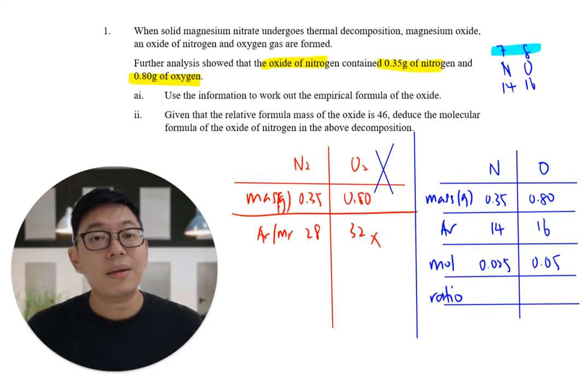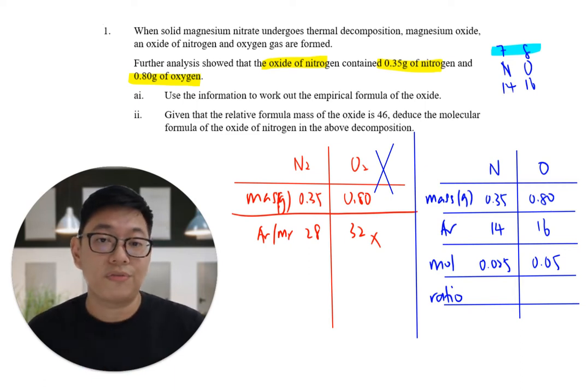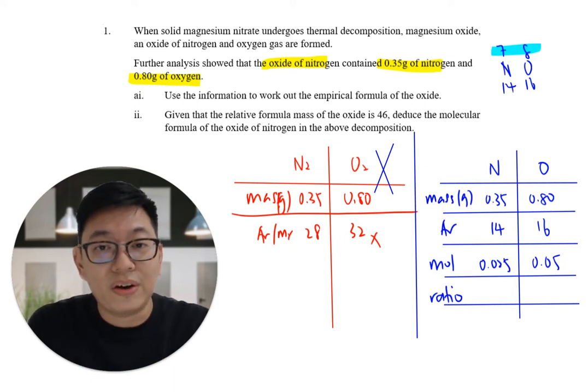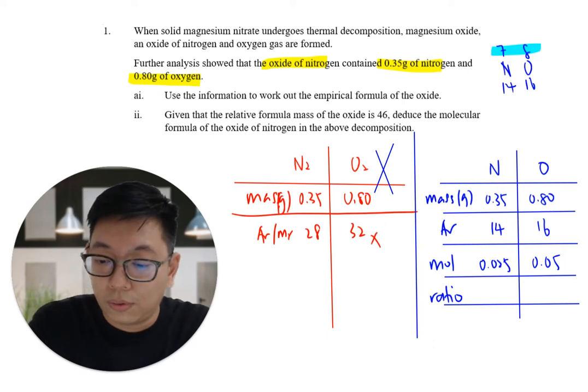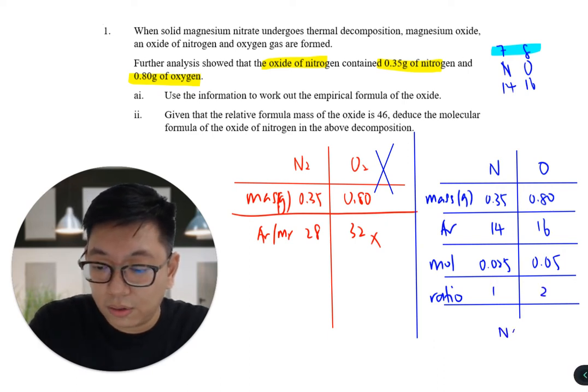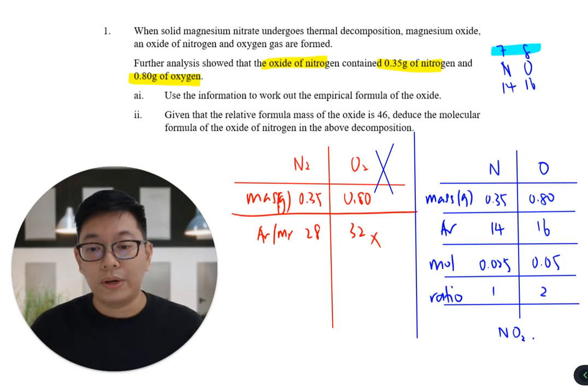Okay? And the last step involves finding the ratio. So now that you know it's 0.025 to 0.05, for the simplest ratio, you divide by the smaller decimal, 1:2. And therefore it's NO2. Alright, so that's your empirical formula.